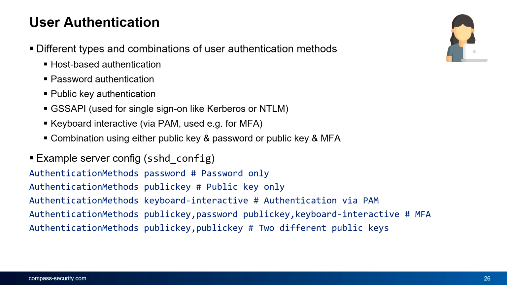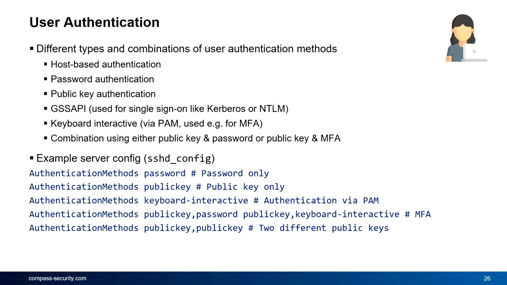So on the server, this can look like this. In the SSH server configuration, you can specify the authentication method option and then say the method you want to use. This can then be, for example, just password only authentication or public key only authentication, or if you use keyboard interactive, the authentication is done via the Linux PAM modules. And then you have also the option to combine this.